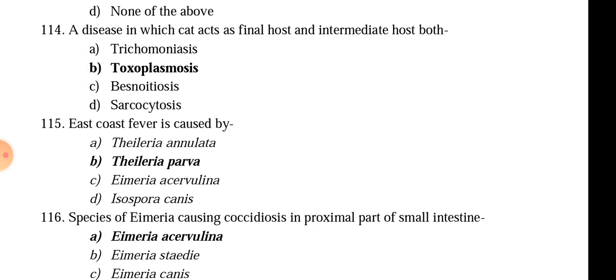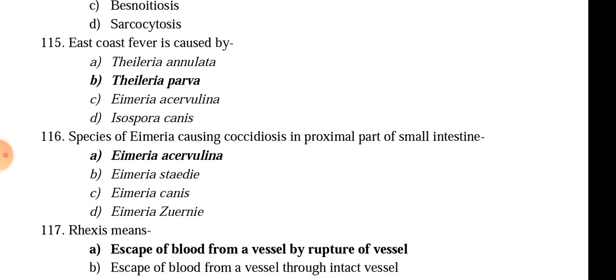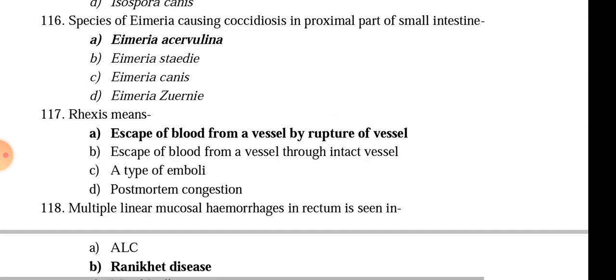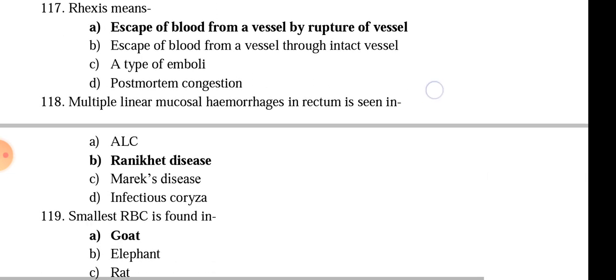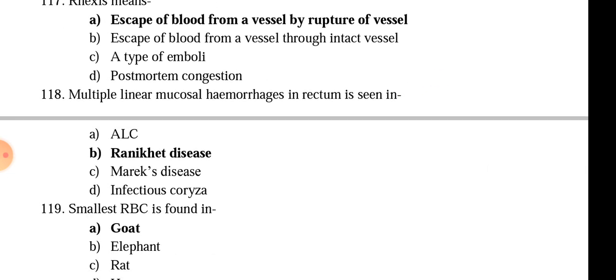East Coast fever is caused by Theileria parva. The species of Eimeria causing coccidiosis in the proximal part of the small intestine is Eimeria acervulina. Rhexis means escape of blood from a vessel by a rupture of the vessel. Multiple linear mucosal hemorrhages in the rectum are seen in Ranikhet disease.